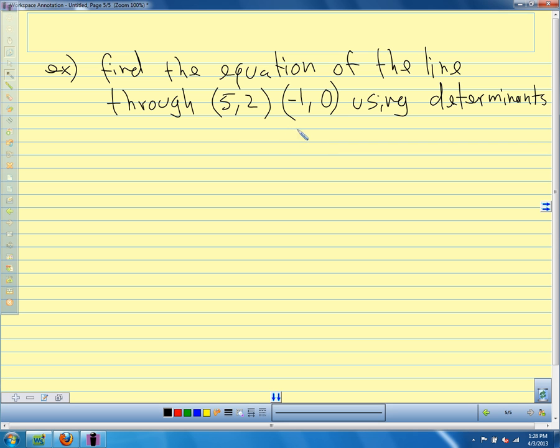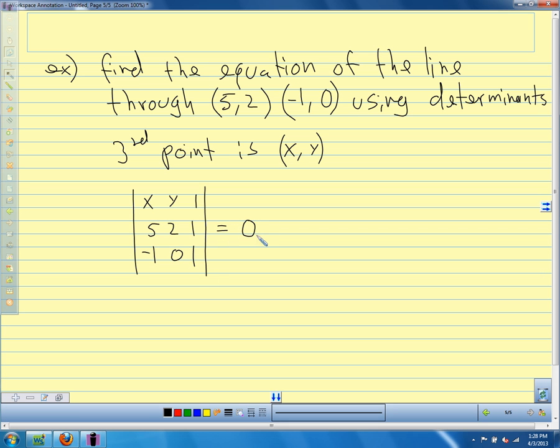So we have 2 points. The method that we know with determinants needs 3 points. So we're going to say our third point is just some point x, y. We need to go through some other point. And we're going to form our determinant: x, y, 1, 5, 2, 1, negative 1, 0, 1. And for those 3 points to be on the same line, that determinant has to equal 0. So now we're going to find the determinant of the matrix and make sure it equals 0, and that's going to give us our equation.